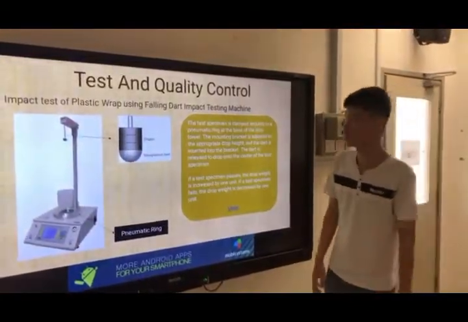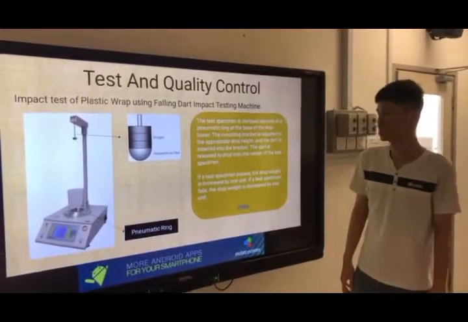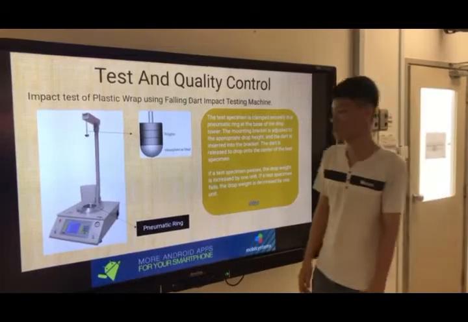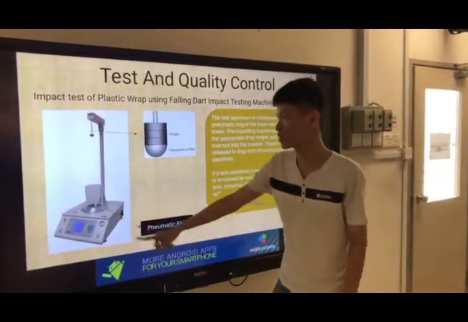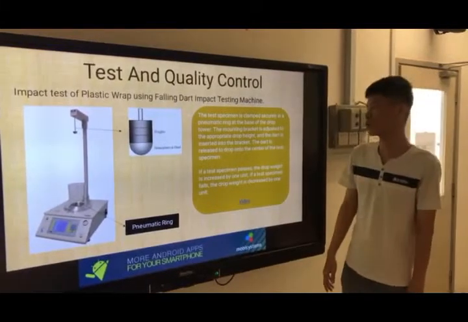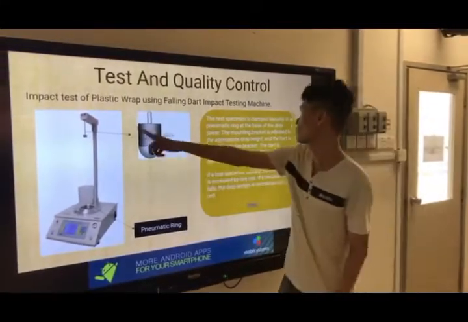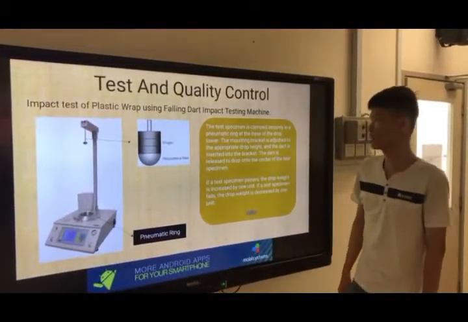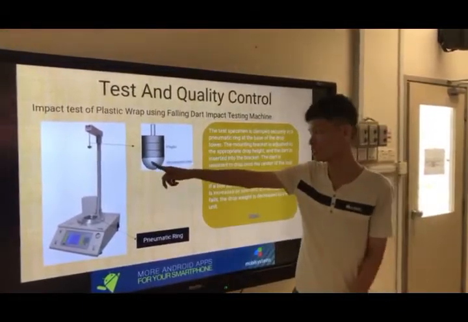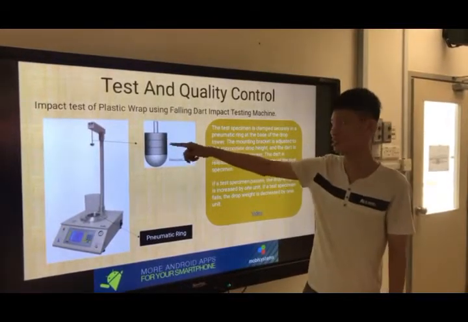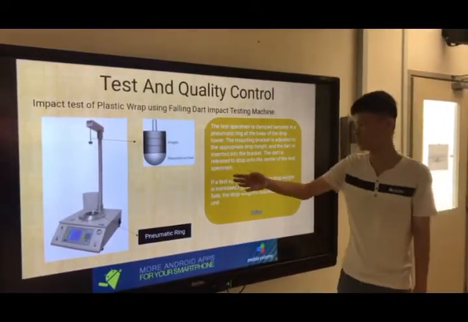For the falling dart impact testing machine, the test specimen is clamped securely in a pneumatic ring. You can see this is the pneumatic ring of the machine. The mounting bracket is adjusted to the appropriate drop height. This is the mounting bracket, and the dart is inserted into the bracket. You can see this is the dart. The dart has a hemispherical head, and weight is added each time for each test.